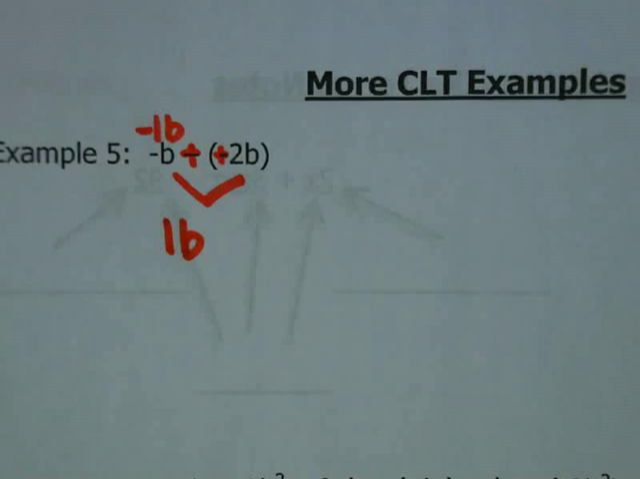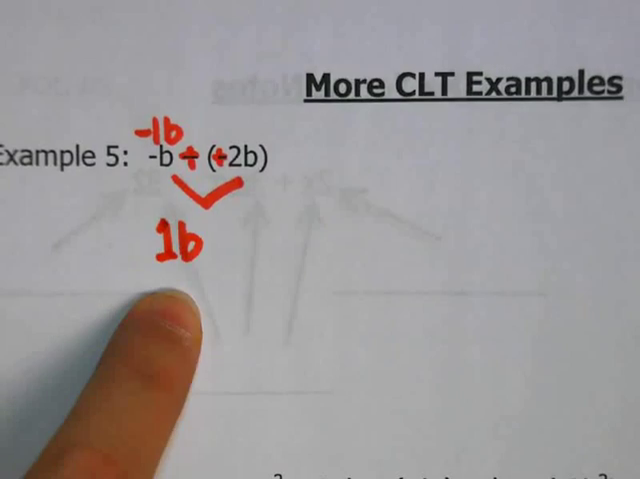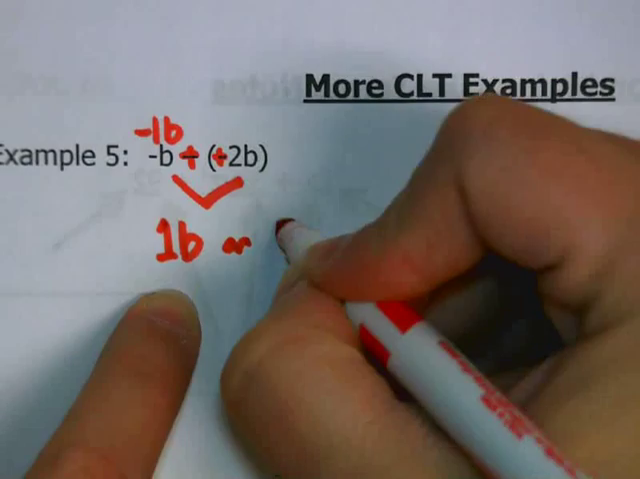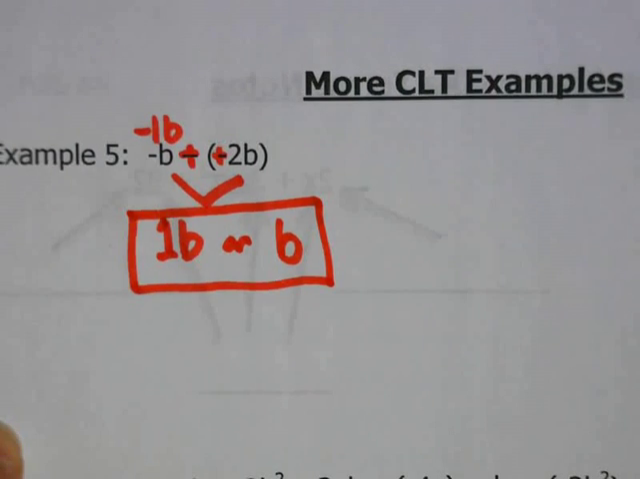Kind of looks like an L there, doesn't it? 1b, or could we just say b? Do we really have to have a 1 in front of it? No, there's just one of them there. You could just have b as your final answer for that. That's as simplified as we can get it.